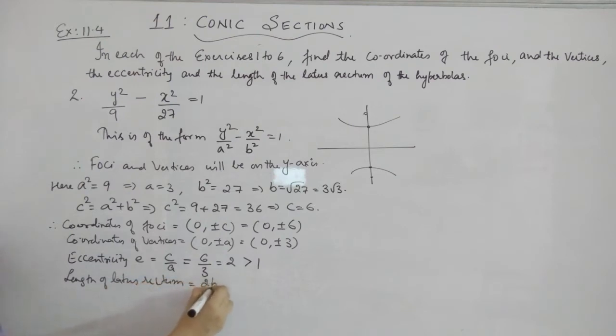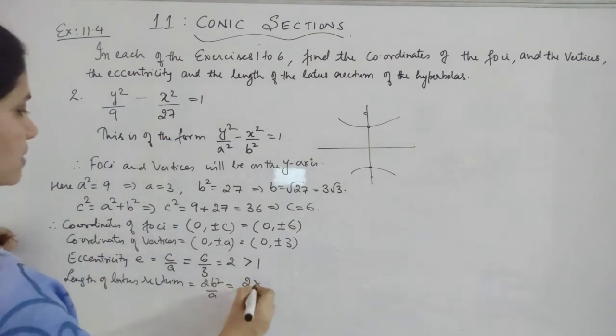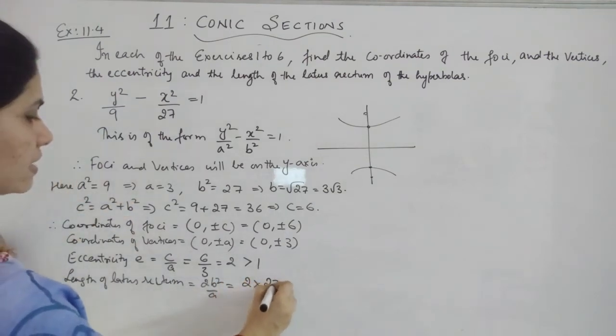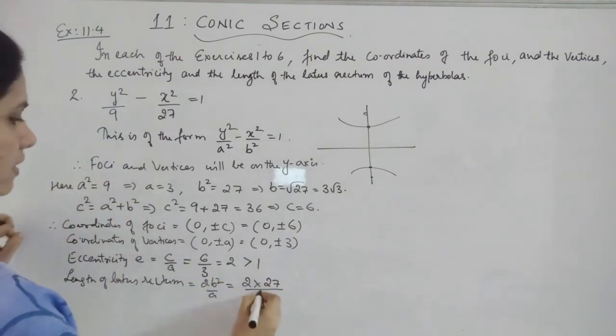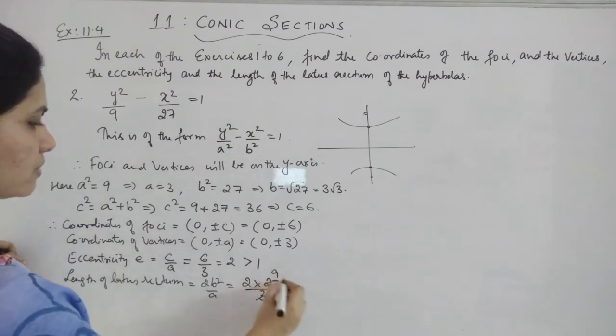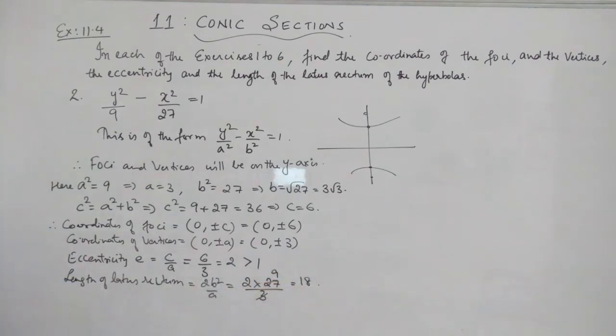It will give you 2b square by a, which is equal to 2 into b square, which is 27, divided by a. a is 3, so you will get it to be 18. Clear?